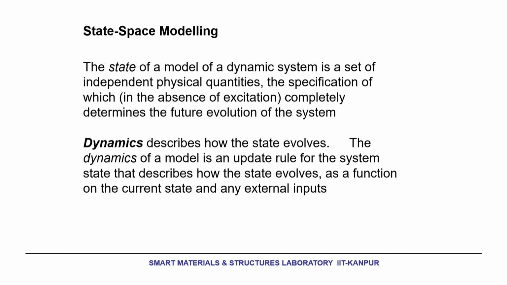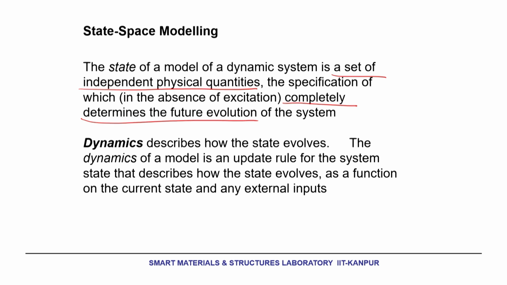Now, on the state space modeling, because that is another way of representing the system, we have to keep in mind that this is, as I told you, a set of independent physical quantities, the specification of which, in the absence of excitation, completely determines the future evolution of the system. Okay. So, independent physical quantity is something that I also referred to as the minimum number of parameters that are required.